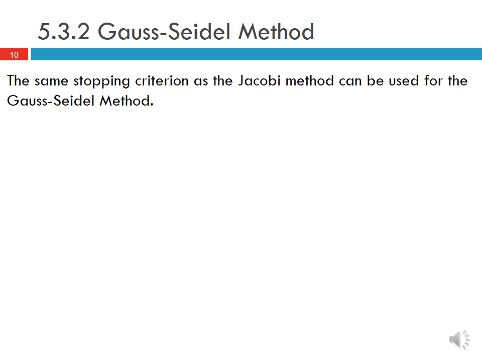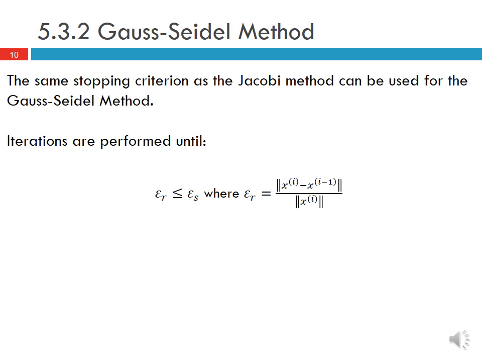So this is an iterative method similar to the Jacobi method, and the same stopping criteria as used in the Jacobi method can be used for the Gauss-Seidel method. So the iterations are performed until epsilon r is less than or equal to epsilon s, where epsilon r is our approximate relative error, given as the norm of the current iteration minus the previous iteration divided by the norm of the current iteration.